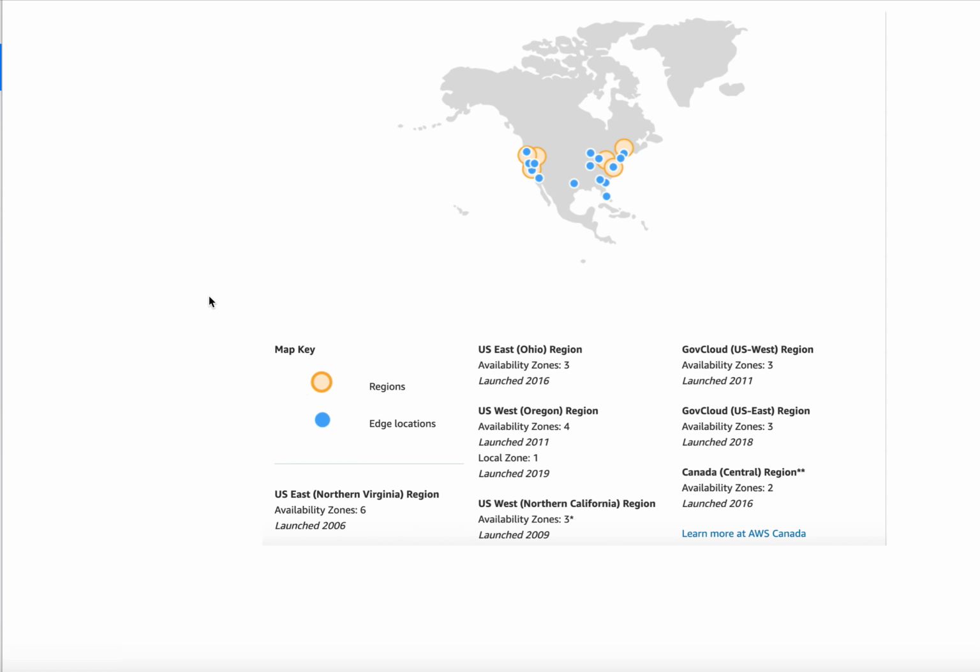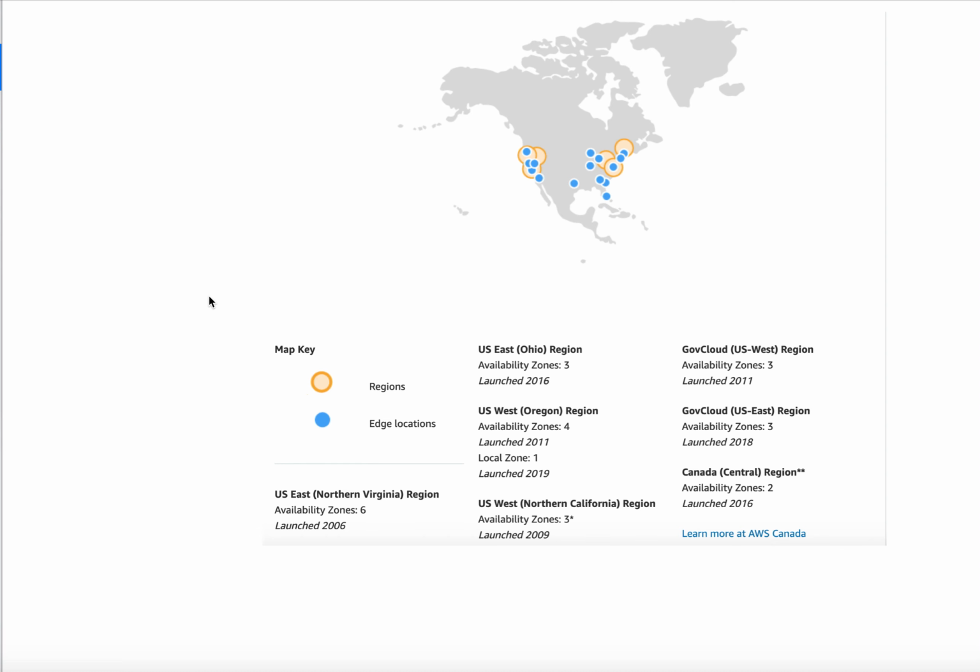So AWS has data centers all over the world. The way they have arranged this is regions and availability zones. Regions are geographical grouping of data centers. For example, in the United States, they have data centers in the east, in west, and within west itself they have the Oregon and the Northern California region. So it is geographical grouping of those data centers.